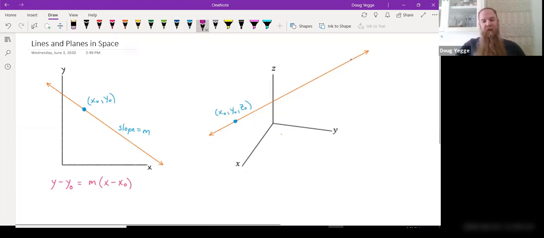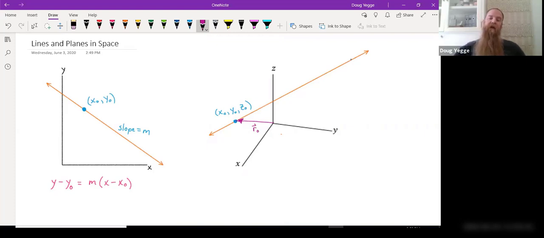Now, there is a vector that extends to that point from the origin, and we often refer to that vector as a position vector. It's demonstrating the position of some point in space. So we're going to refer to that as R0. R from now on is going to be describing the position of some object.